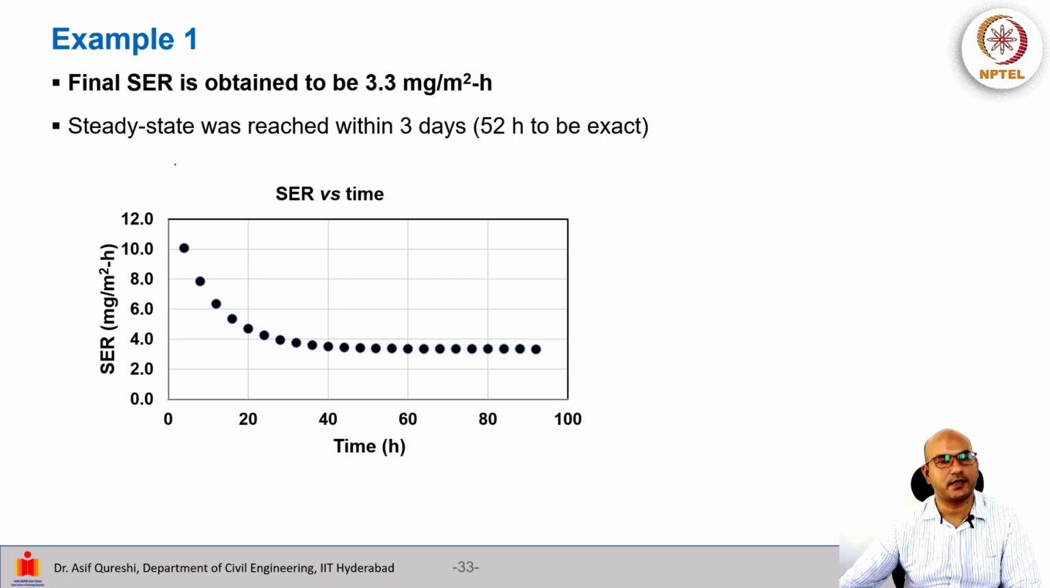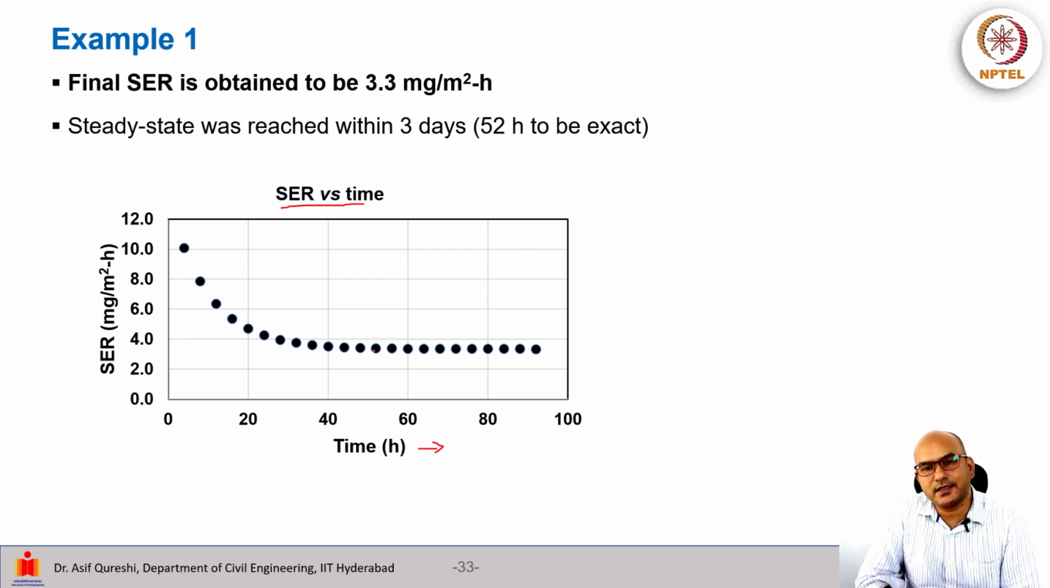We also can now plot SER versus time. So on the y-axis we have SER in milligram per meter square per hour, and here we have time in hours, and we can see a nice decaying function, and it looks like the steady state was actually reached within 3 days, which is around 72 hours. And when we look at the exact value, we are actually looking at somewhere around 52 hours.